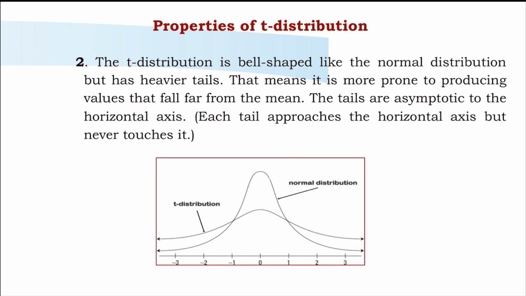Property 2. The distribution is bell-shaped like the normal distribution but has heavier tails. That means it is more prone to producing values that fall far from the mean. The tails are asymptotic to the horizontal axis. Each tail approaches the horizontal axis but never touches it.